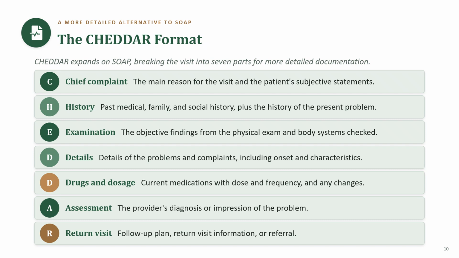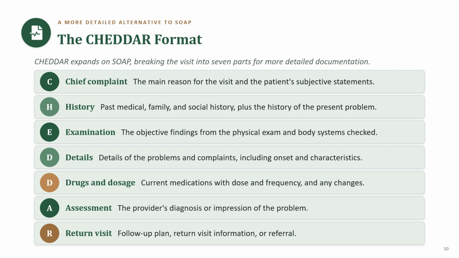C is the chief complaint, the main reason for the visit, captured in the patient's own subjective words. H is history, the past medical, family, and social history, plus the history of the present problem. E is examination, the objective findings from the physical exam and the body systems the provider checked.